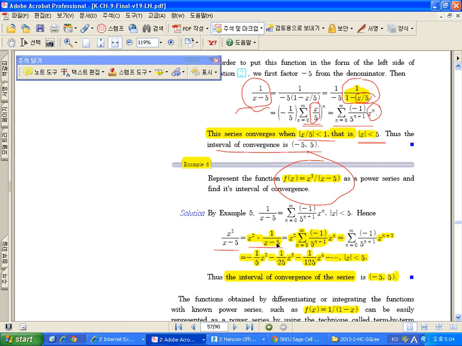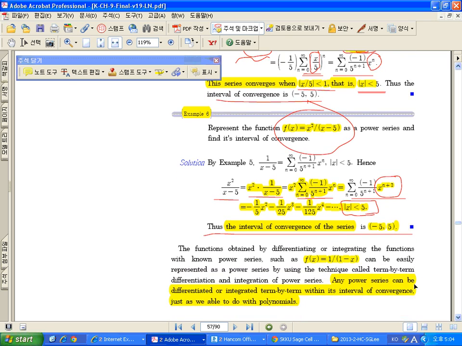x squared times 1 over x minus 5. And we know this one, we have found the power series of this one above. So if we multiply by x squared, it only changes the power in here. And the same thing, the convergence of this power series depends on R, which can be obtained from the absolute value of x, which is 5. Then the interval of convergence should be minus 5 to 5, like this.